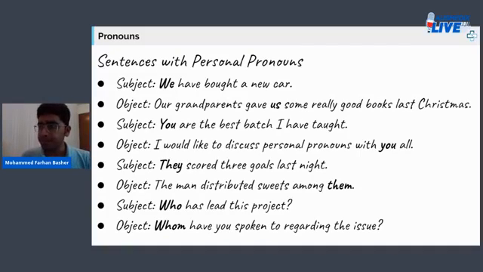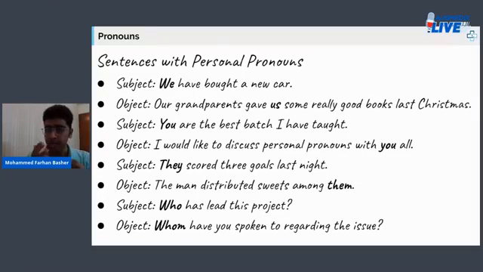Okay, now, as I was saying, you are the best batch I have taught. I would like to discuss personal pronouns with you all. In the subject version, of course, you are the doer of some action or the taker of some action. So you are the best batch I have taught. Now, I would like to discuss personal pronouns with you all. In this case, in the object version of the sentence, you is the object and is receiving some action from me, which is, of course, the discussion of personal pronouns, right?